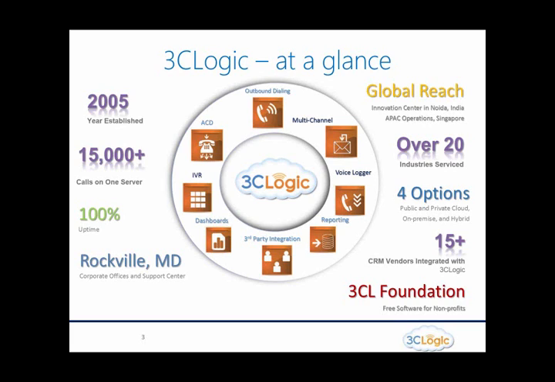That's not to say that we don't have a global reach. We do have an innovation center in Noida, India, as well as an operations headquarters in Singapore. Both of these offices focus on our product and supporting our Asia-Pacific clientele. We operate in over 20 industries. We have 4 options in regards to our deployment. But about 95% of our client base does decide to launch in the public cloud, and that is the Amazon cloud. And the reason they do that is so they can have 100% uptime.